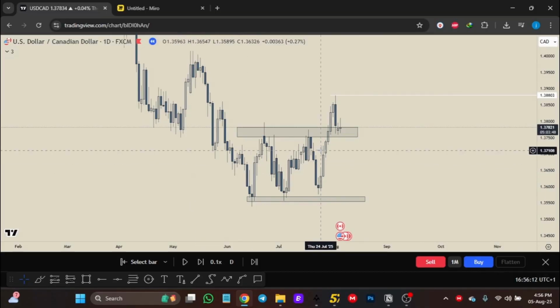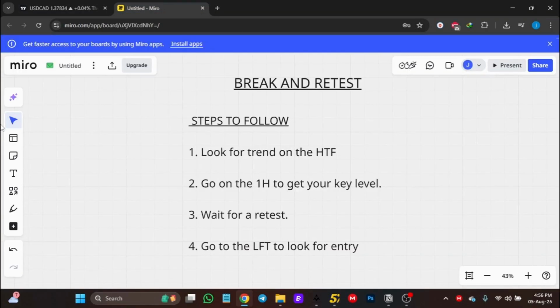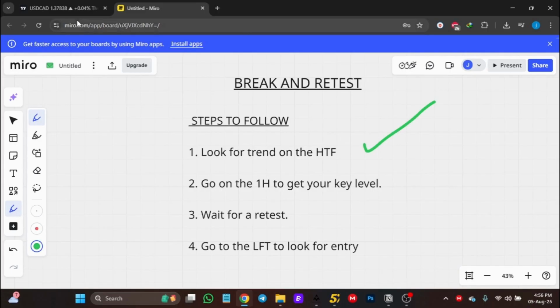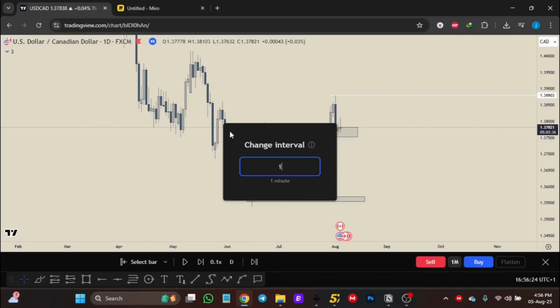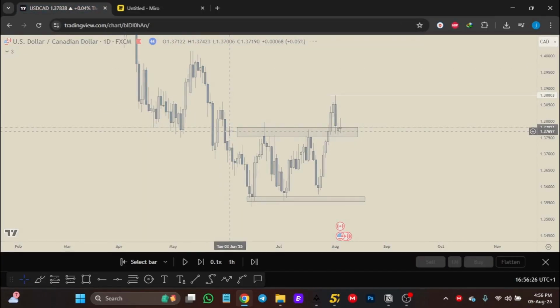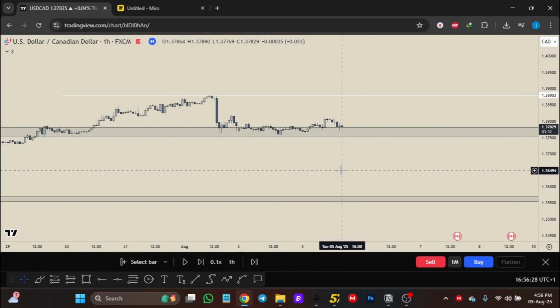And then what was the second step again? First step is done. What's the second step? To go to the 1 hour time frame to look for a key level.